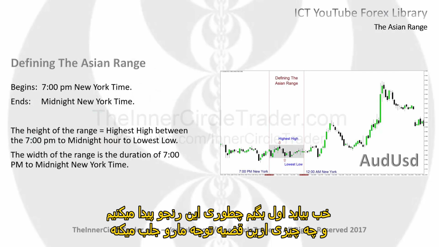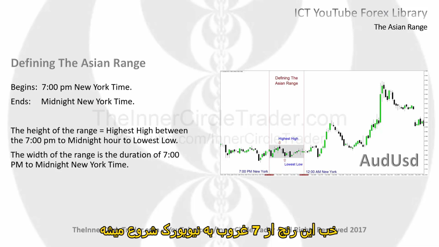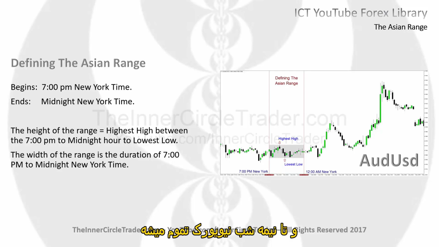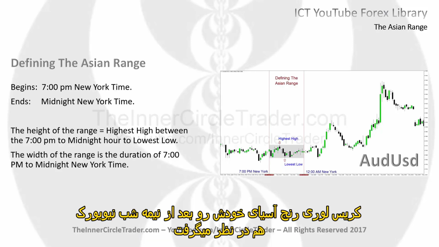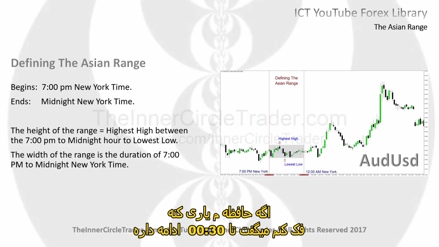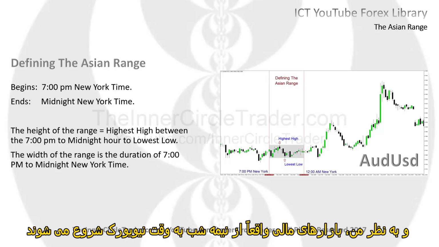Okay, so let's define the Asian range. What is it that we can do in our charts to make it appear and draw our attention to it? Well, the range begins at 7 p.m. New York time, and it ends at midnight New York time. As a special inclusion here, Chris Laurie had his Asian range pushed beyond midnight. If memory serves me correctly, I believe he had 12:30 a.m. And to me, the financial markets really begin at midnight New York time.